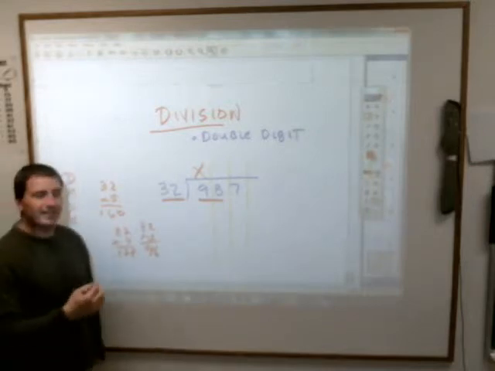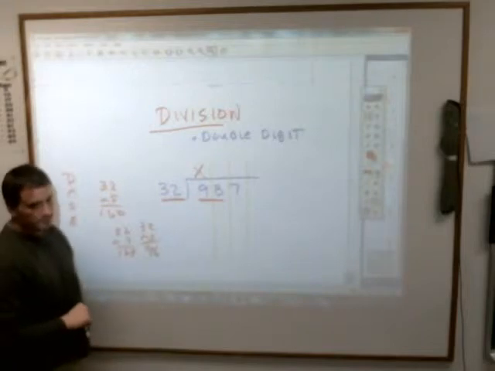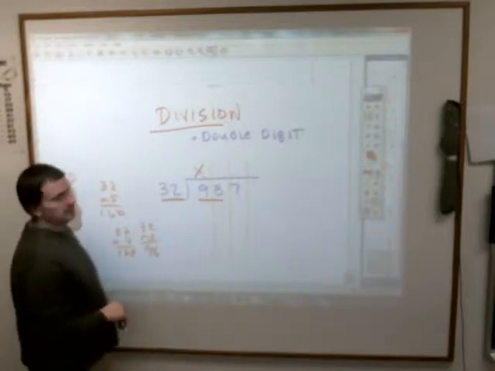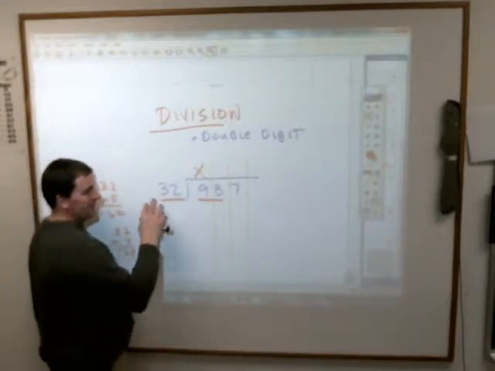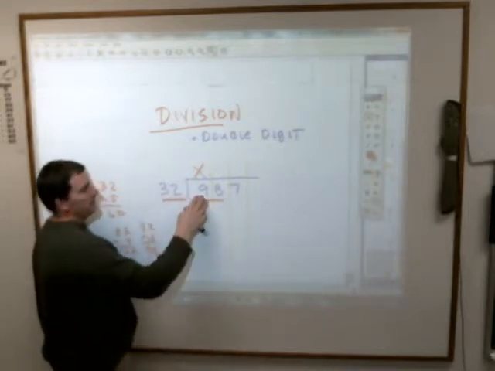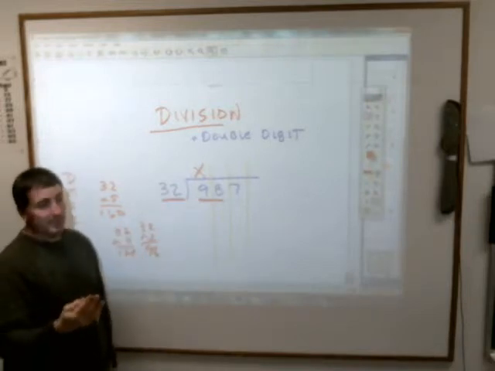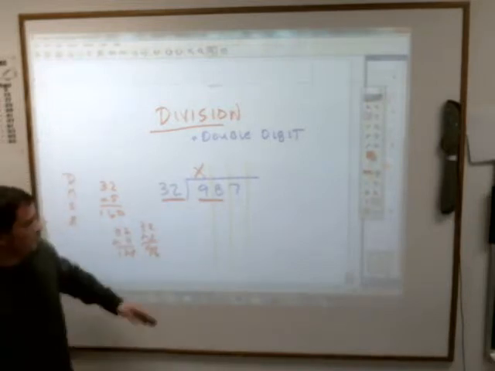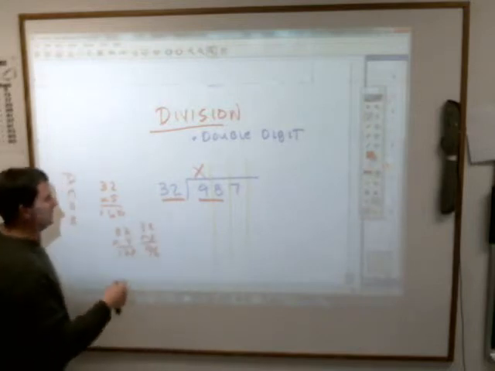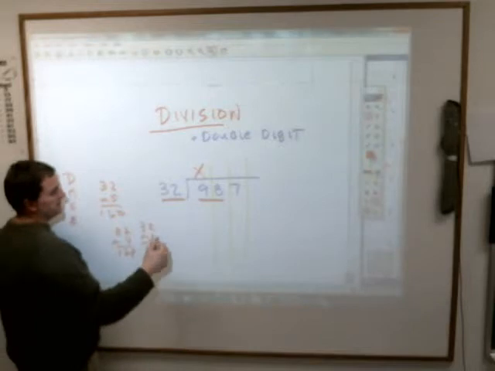What's a quicker way to get a good idea of what you should try first, Julia? You just take the 3 into 9. Right, just to get an idea what number to start with, look at your beginning digits. 3 and 9. Well, what goes into 3 and 9? It might not be that one. That might be too high, depending on what this number is here, but that's a good place to start. That should have been the first thing you multiply by. 32 times 3 is 96.